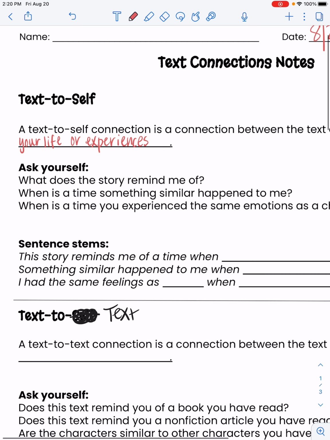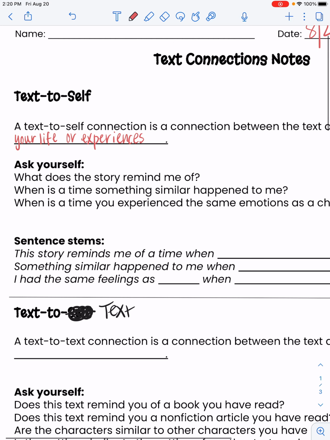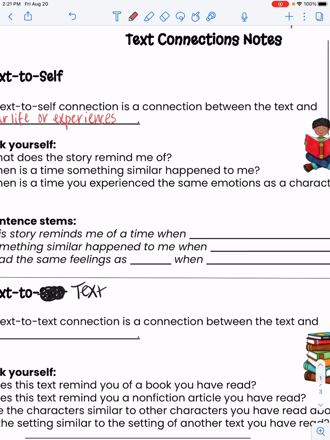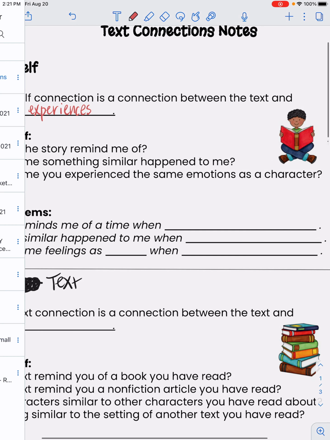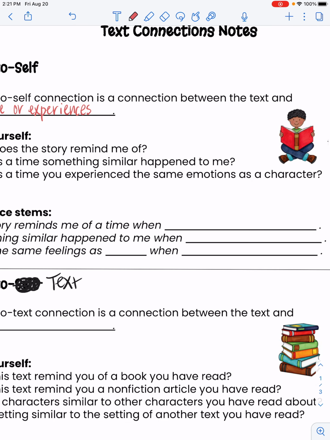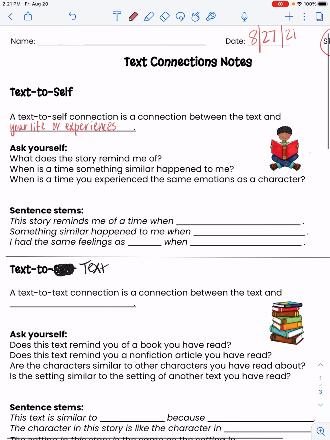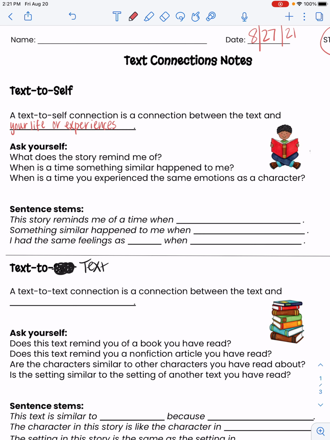So we should ask ourselves, what does the story remind me of? When is the time something similar happened to me? When is the time you experienced the same emotions as a character? A lot of times we can really connect on the emotional part. Like if a character is feeling sad because they weren't invited to something, or if the character maybe lost a family member, maybe we can connect that way.